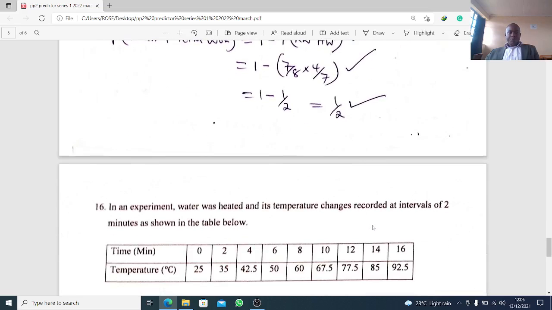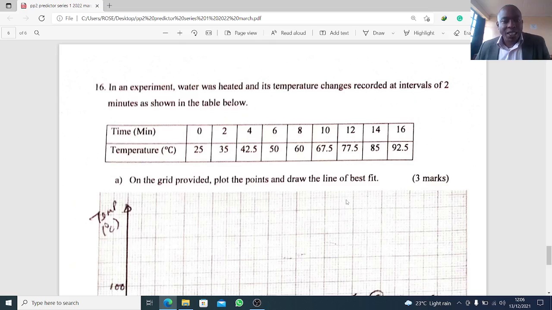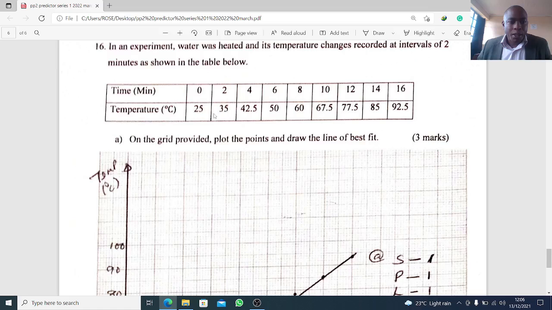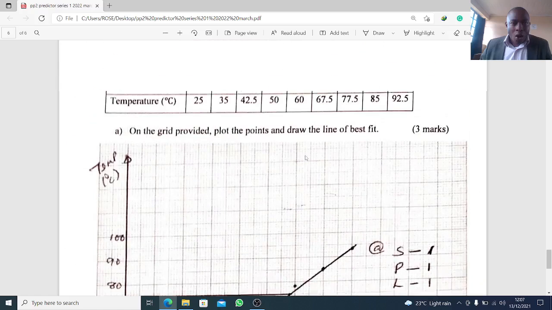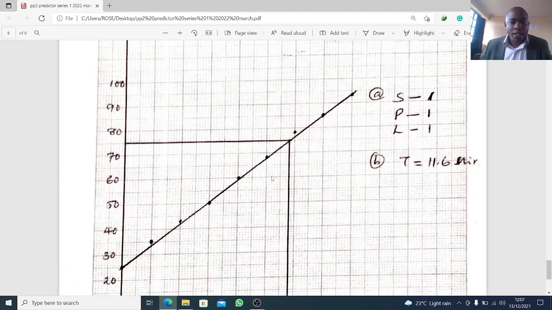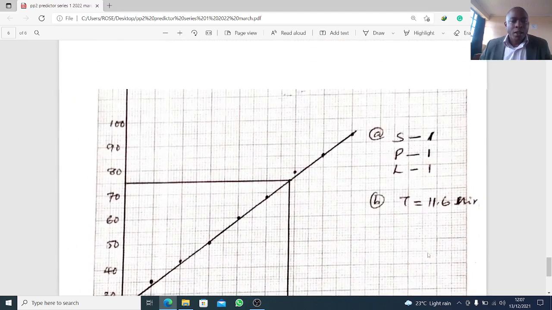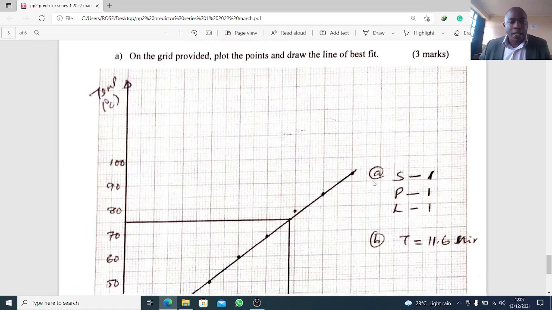It is a half. And finally, question number 16 on section A. In an experiment, water was heated and its temperature changes recorded at intervals of 2 minutes as shown in the table below. We have the time and temperature. On the grid provided, we were asked to plot the points and draw the line of best fit. Now, what you do here, I've taken the temperature on the y-axis and the time on the x-axis. You use your own scale, and draw the graph.